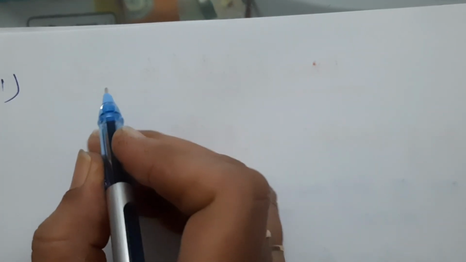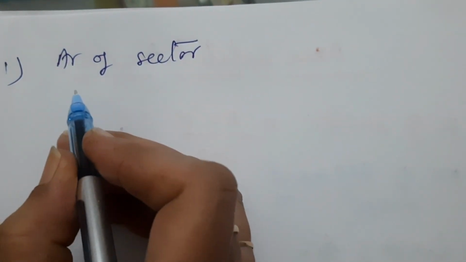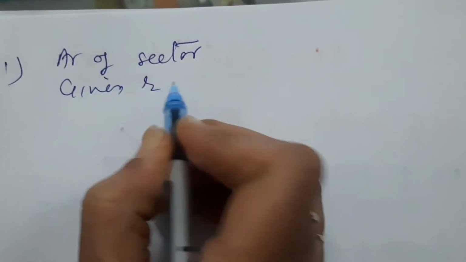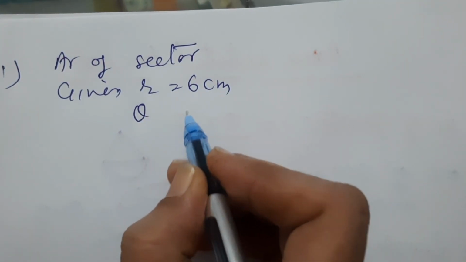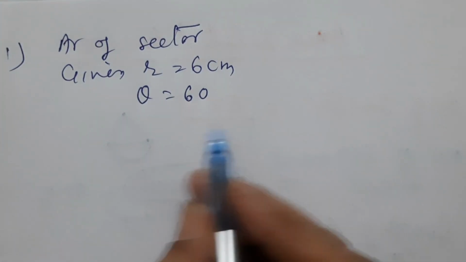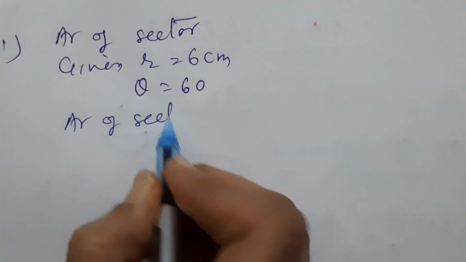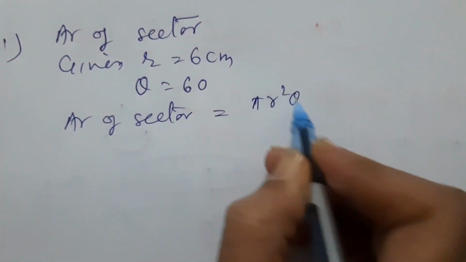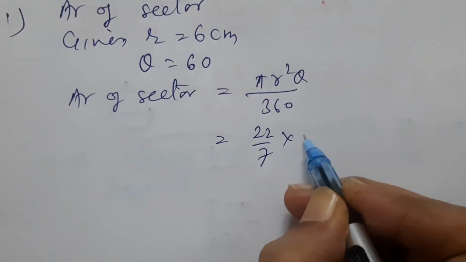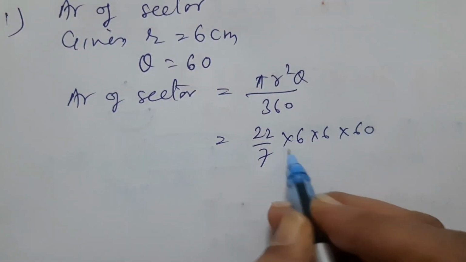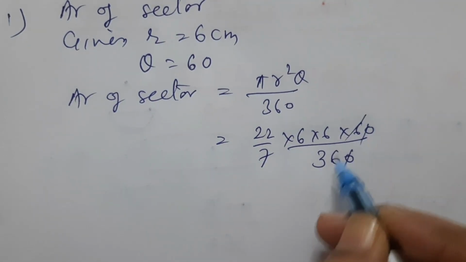Let's start with the solution. From the first exercise, the first question is to find the area of a sector. Here the given radius is 6 centimeter and the angle between the radii is 60, so theta is 60. I will apply the formula. Area of sector, as I told you earlier, is pi r square theta by 360. Put all the values: pi is 22 by 7, radius we got 6, and theta is 60 upon 360. Now cancel them out.